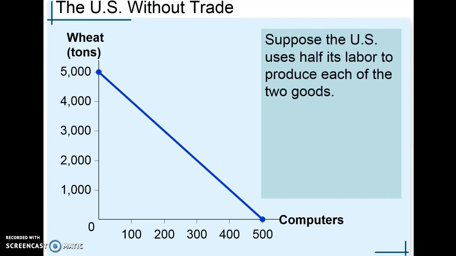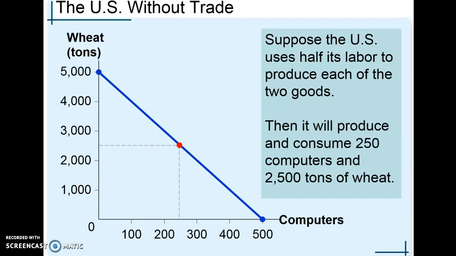Suppose that the U.S. uses half its labor to produce each of the two goods. So in that case, the U.S. would consume 250 computers and 2,500 tons of wheat. So remember from the last chapter, anything on this line represents an efficient use of resources.